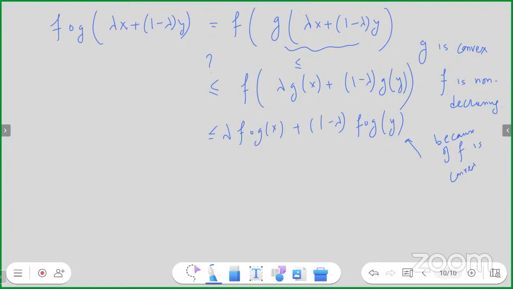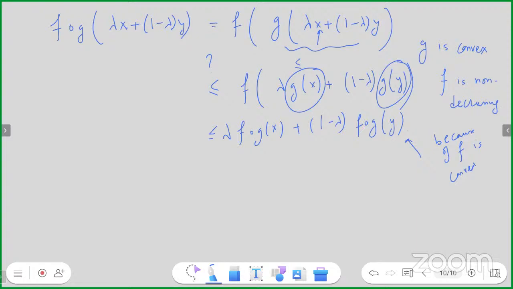Don't lose sight of it. This is the domain of G, while this is the domain of F. That's what F of G means. G's domain is essentially X, F's domain is essentially the range of G. So whatever examples you're creating, the outer function, the function which is getting operated second, needs to be non-decreasing. As long as that is true, you get that the composition is convex.